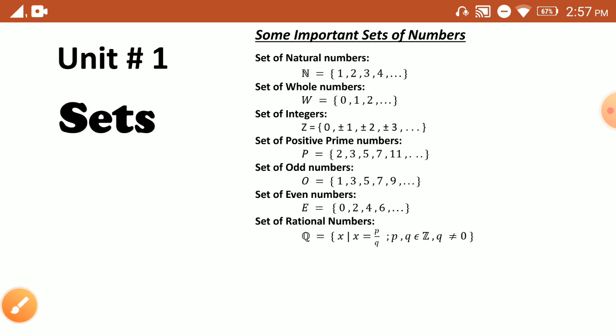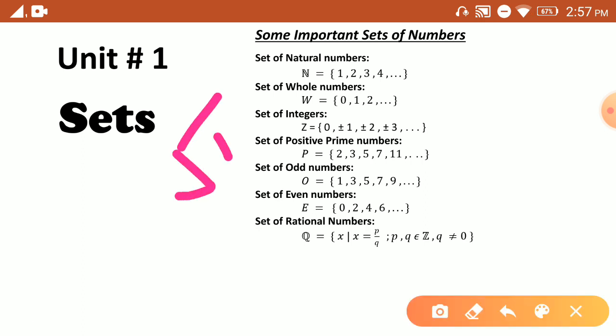One more example. Let us take square root 4. Is it a rational number or an irrational number? Square root 4 is equal to 2, and 2 will belong to the set of rational numbers. It means square root 4 is a rational number.